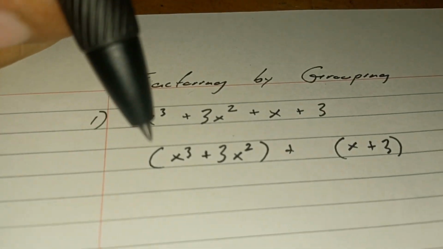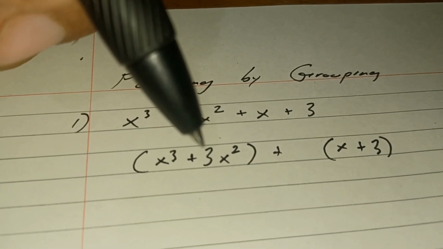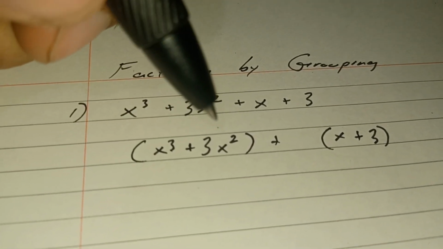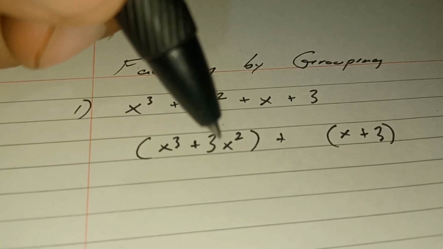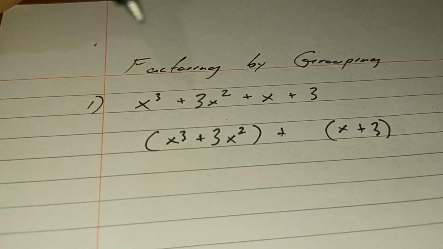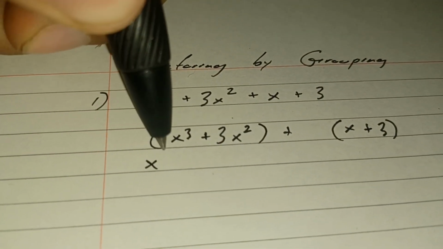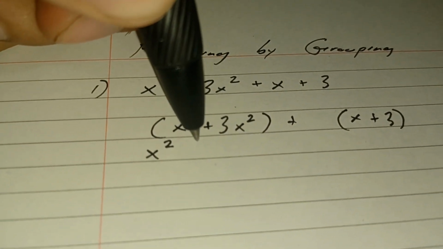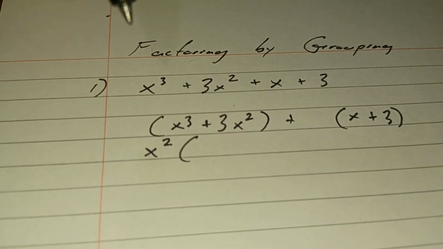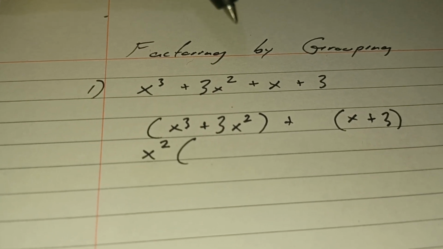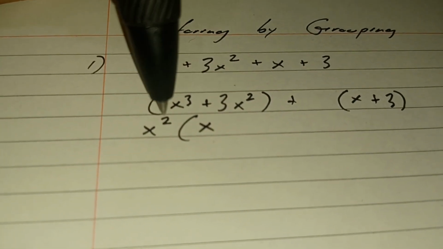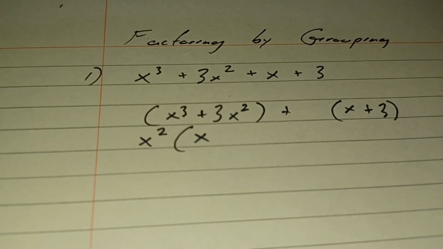In the first group, we can see that they have an x squared in common because x squared goes into x cubed, and x squared is already in 3x squared. So we can factor out an x squared. Basically when you factor out an x squared from x cubed, you just get x, because x squared times x is x cubed.